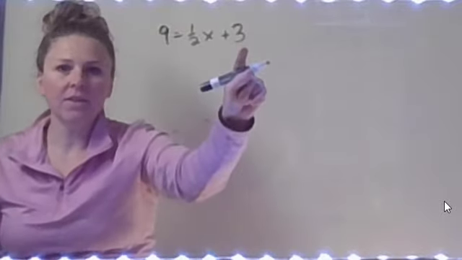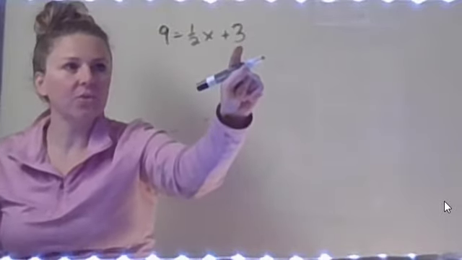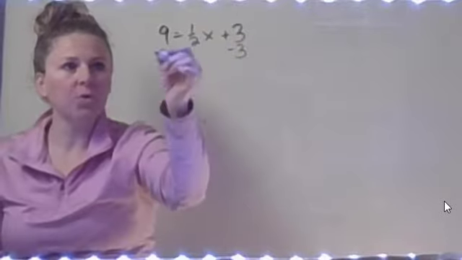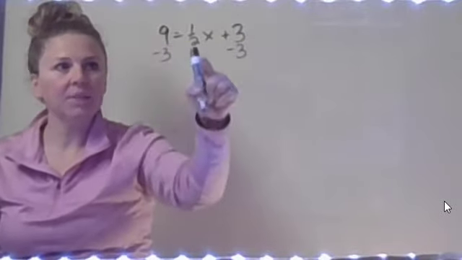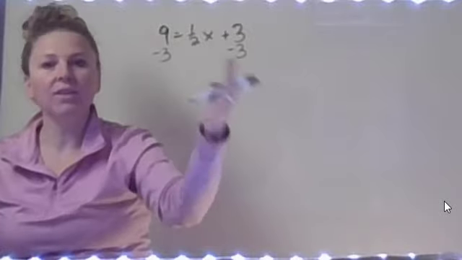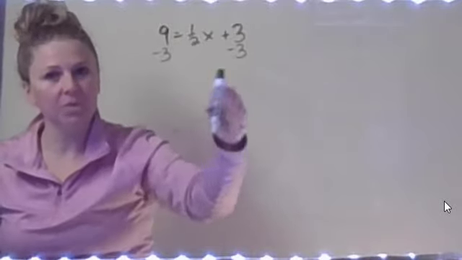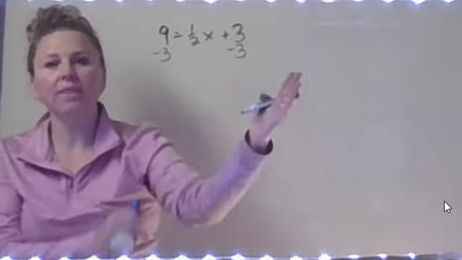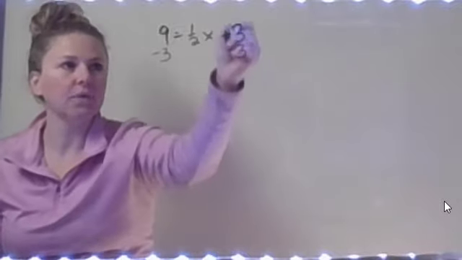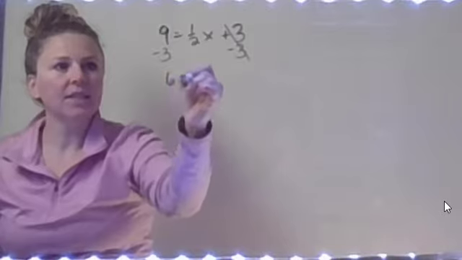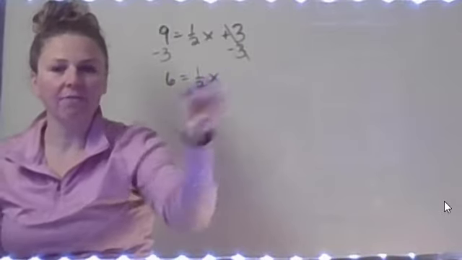So we're going to get all of the numbers on one side. So this 3, we're going to move over to be with the 9, and the reason we're moving it to the left is because the letter's on the right. If the letter was on the left, we would move the numbers to the right. So we just want the numbers on one side of the equal sign and the letters on the opposite side of the equal sign. So this is 6 equals 1/2 x.